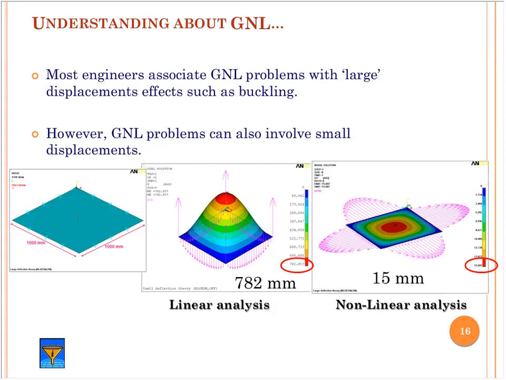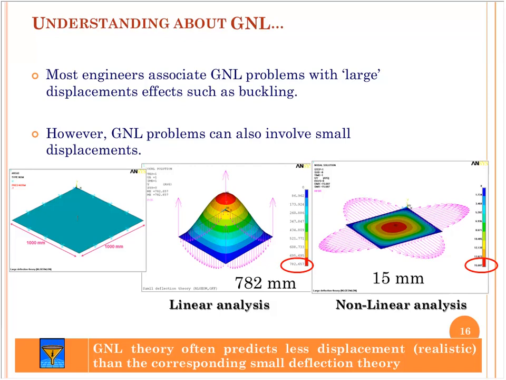Let us revisit the first example we have discussed. The same plate of 1 meter length, when we do a linear analysis, it predicts a large displacement of 782 mm, which is practically not possible. But the moment we consider the geometric nonlinearity, it shows a maximum displacement of 15 mm, which is realistic. But remember, here is a tip. Oftentimes, when we account for the geometric nonlinear effect in our analysis, the resulting deformation is going to be, most of the time but not always, lesser than the results predicted by the linear analysis. But though it is less, that is what is realistic. So we have to account for the geometric nonlinearity.